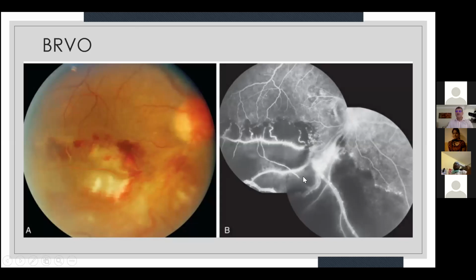So what is the importance of fluorescein angiography in case of a BRVO? It helps us to know the macular ischemic status, and it helps us to know the amount of neovascularization and the CNP areas that are seen in the patient.